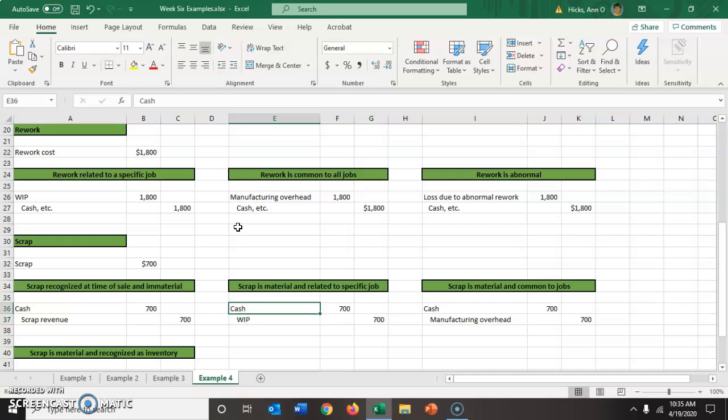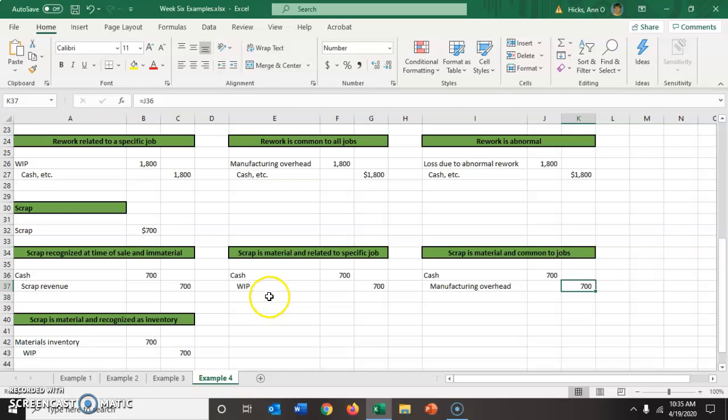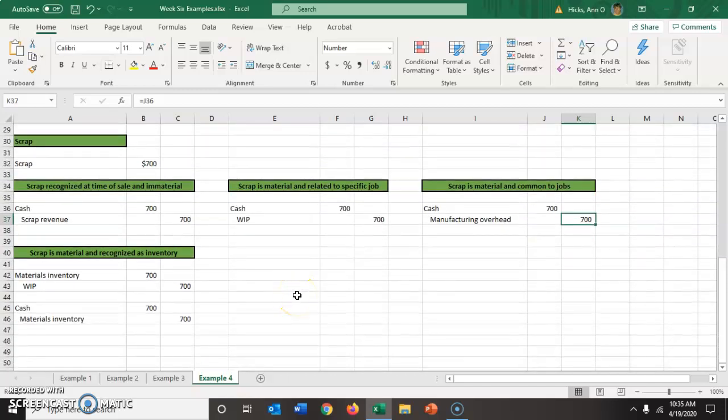The third example is that the scrap is material, but it is not related specifically to one job. It is common to several. Then you might detect a pattern here. At the time of sale, we will debit cash for $700 and then credit manufacturing overhead, thereby reducing the manufacturing overhead that's being allocated to all the jobs. So each job will get some impact from that. Those three examples are where we account for the scrap at the time the scrap is sold.